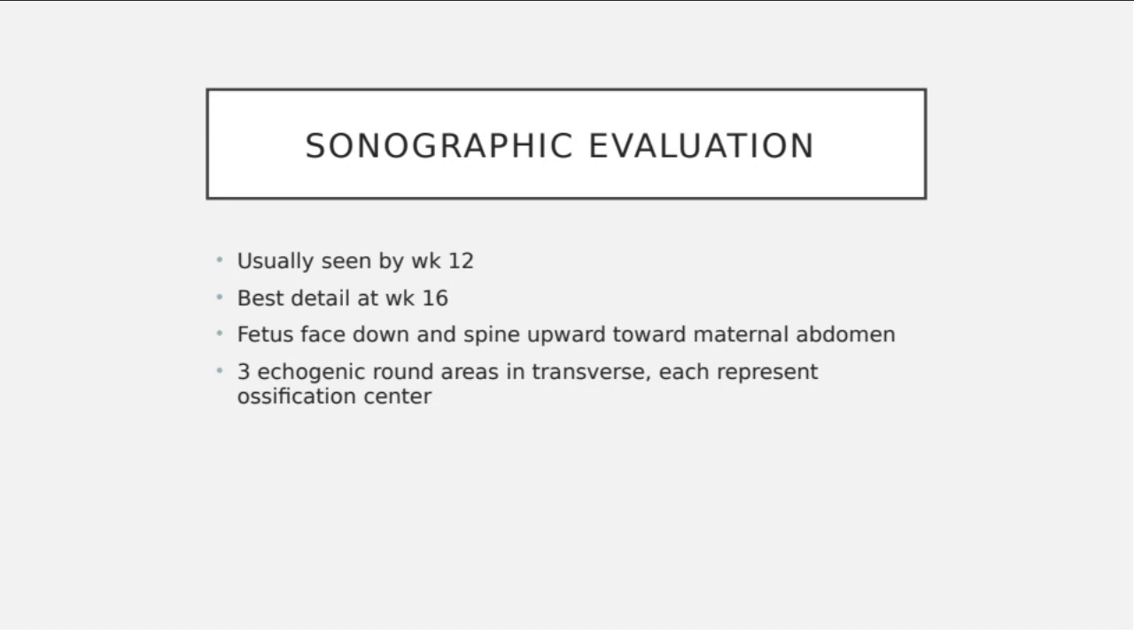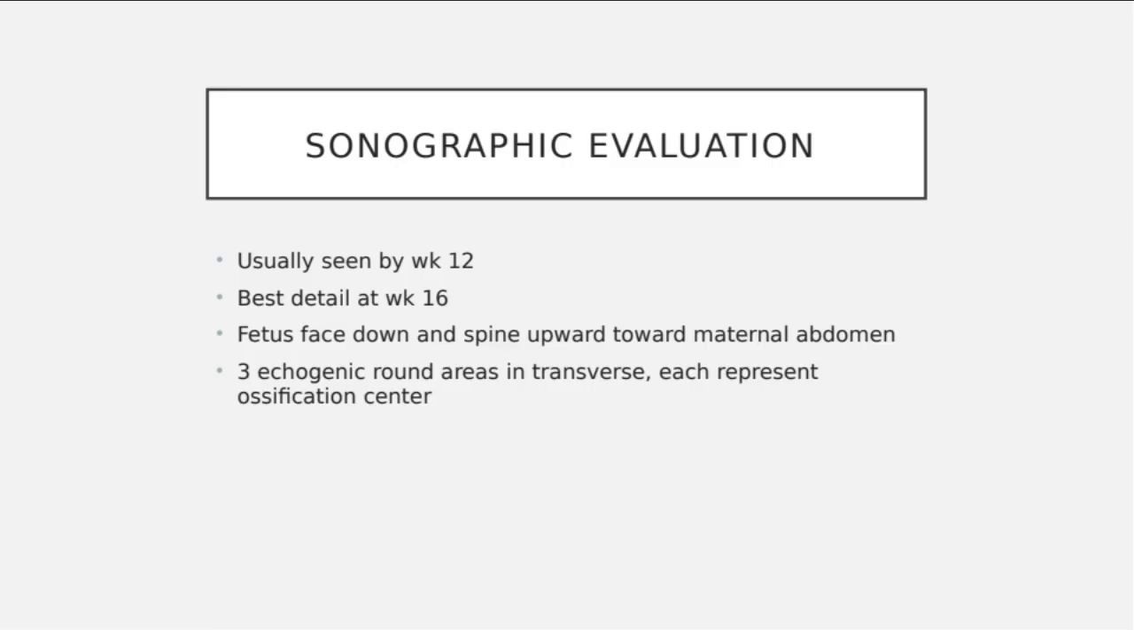So usually by about week 16, we can evaluate those ossification centers a little bit more individually and in depth. When we're looking at the spine, we need the baby face down and the spine up towards the mom's belly button. So what have we said up until this point? We've said that we need the baby's heart up, so we need the baby facing up, and then for the profile, we need the baby also facing up. Oh, okay, now when you look at the spine, we need the baby facing down.